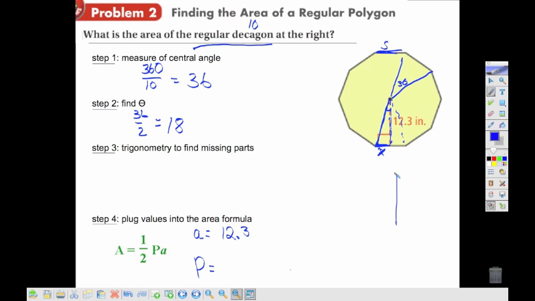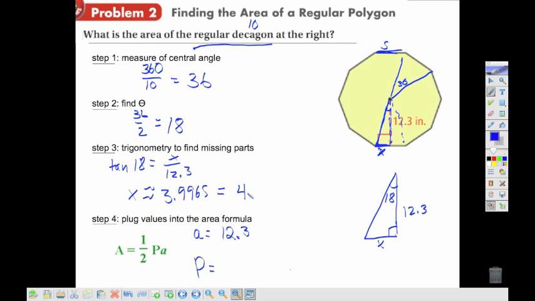Now let me redraw this triangle a little bit bigger so you can see it. So this side was 12.3. We just found this angle to be 18 degrees, and we're looking for this side x. So we're going to use trigonometry to find that missing part. This would be the tangent. So the tangent of 18 is equal to x over 12.3. And that will work out to about 3.9965. So we're just going to round that to 4.